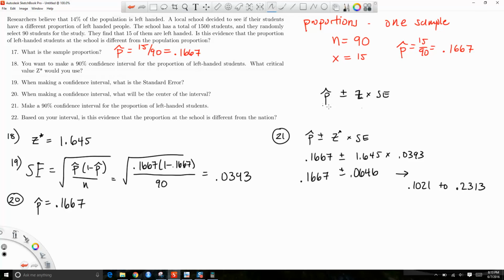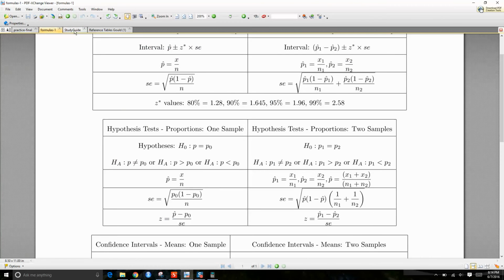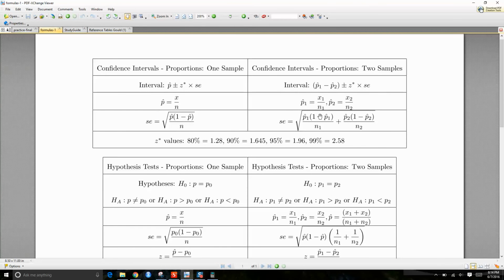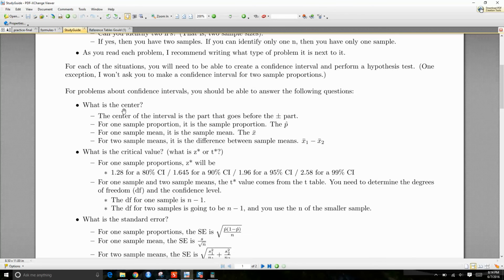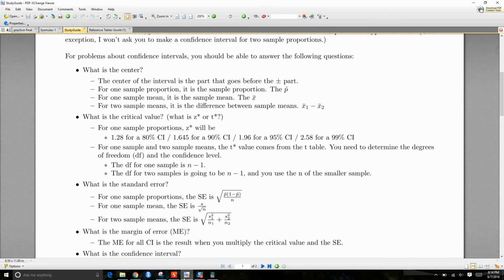If you look at the formula for a confidence interval, it's p hat plus or minus z times the standard error. The center of the interval is always the part before the plus or minus, so our center is going to be p hat. I also have the guide for inference. Some people prefer the formula sheet because it's straightforward. In the guide for inference, I broke all of these things down. So what is the center? The center is the part that goes before the plus or minus, and for one sample proportion, which is the situation we have, it is the sample proportion, p hat. So it's also spelled out for you here.